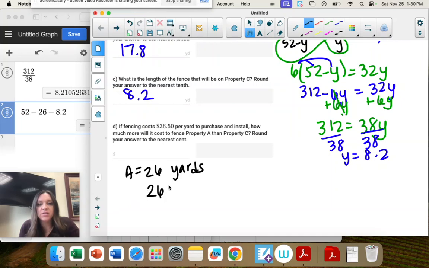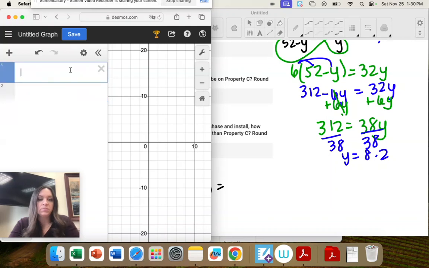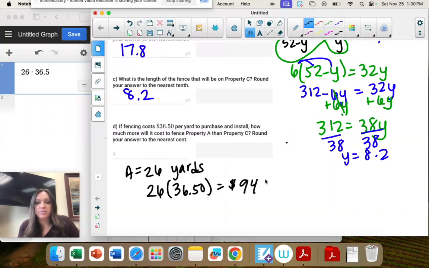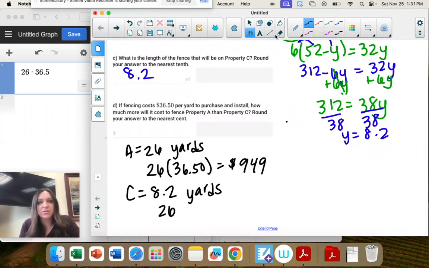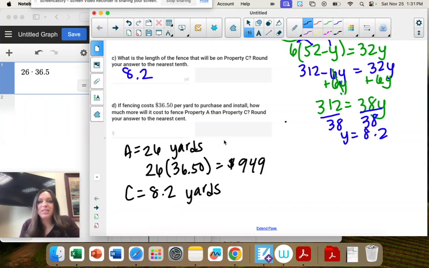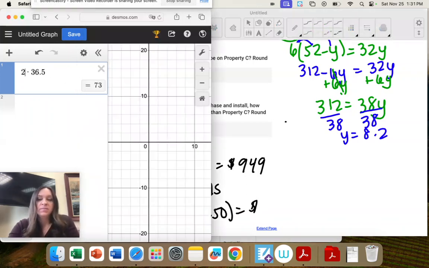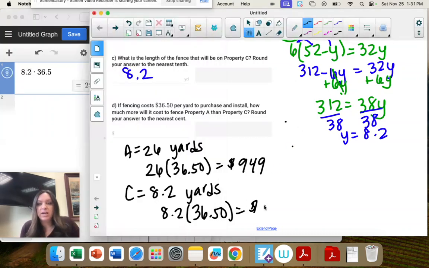So to find the cost, we take 26 times $36.50, which is 949. Okay, C is 8.2 yards. So to find that cost, you would take, not 26, I'm looking above, 8.2 times 36.50, and that's going to give us $299.30.